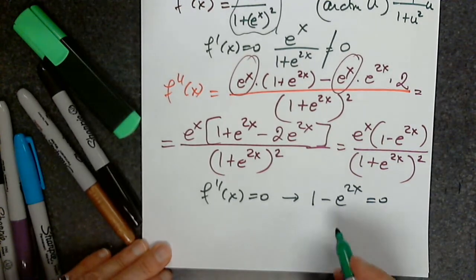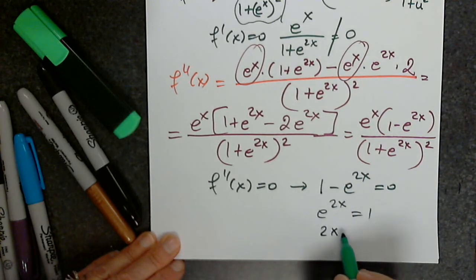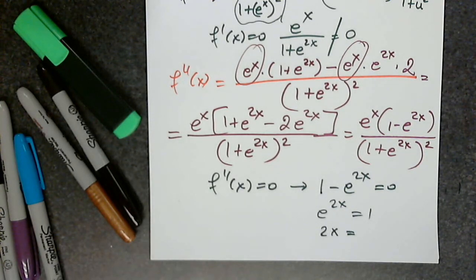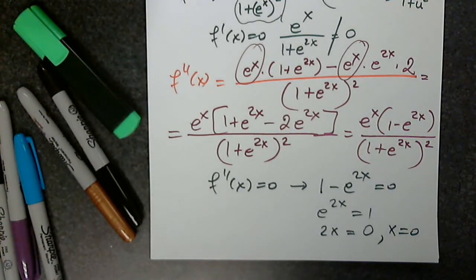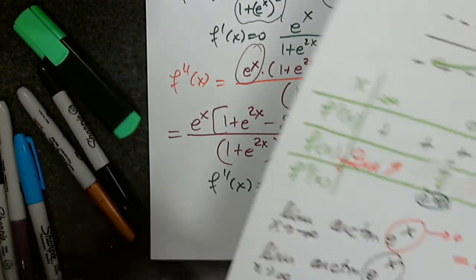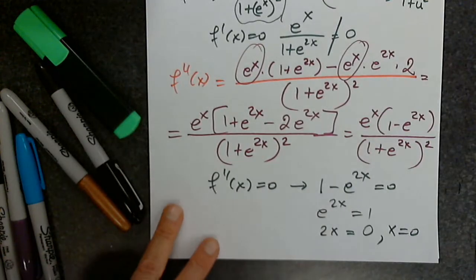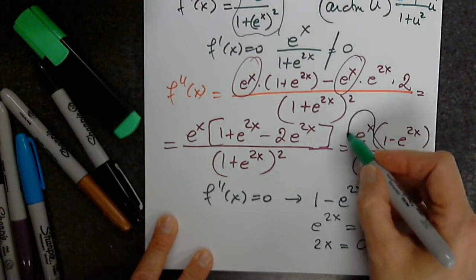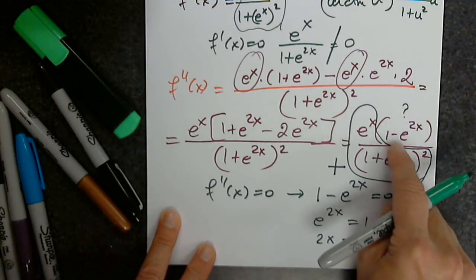Very good. So then this means that e raised to 2x equals 1. So 2x must equal what for this equation to have a solution? Indeed. So therefore, x equals 0. So when x is 0, the second derivative is 0. Now, I hope you agree that the sign of all this expression is definitely, as we discussed before, positive. So I have to see what happens here.